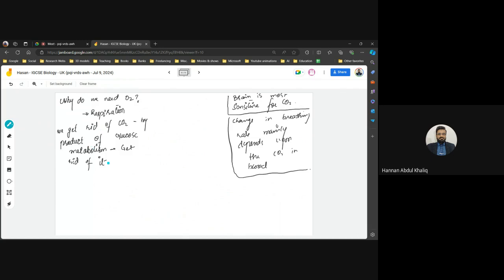Okay, so now we get rid of carbon dioxide and we need oxygen for respiration. First of all, what is respiration? Respiration is the breakdown of organic compounds. You can also write enzymatic breakdown of organic compounds to extract energy from them. Or you can also write a breakdown of high energy compounds, not only organic. Instead of saying organic, you can say high energy compounds.